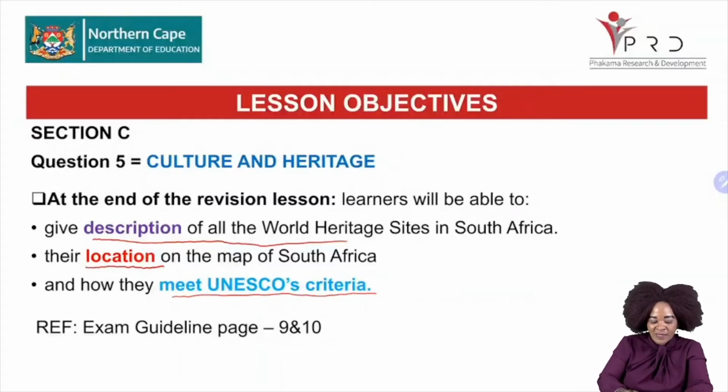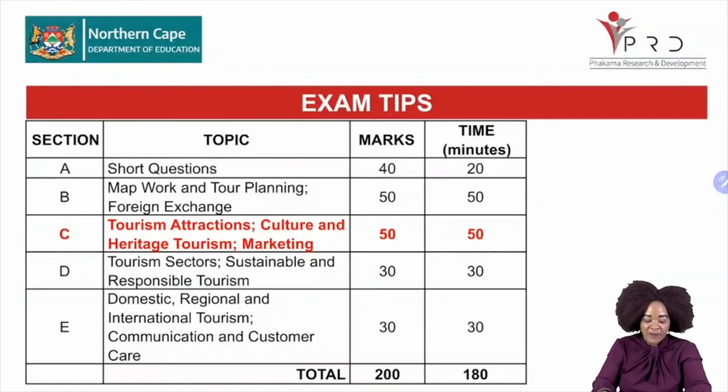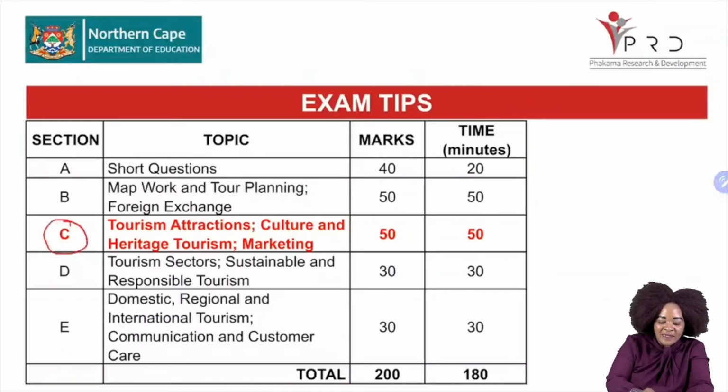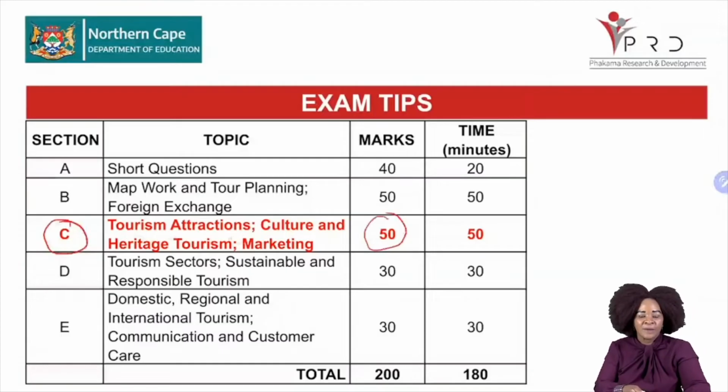to describe these World Heritage Sites. This topic, grade 12 learners, is taken from page 9 and 10 of our examination guideline. Remember, the examination guideline is what is guiding us on exactly what needs to be studied and what needs to be taught. Grade 12 learners, now you can see that section C is tourism attractions, culture and heritage, and also marketing. These are the 3 topics that are in section C out of 50 marks, meaning that this 50 marks is coming from all these topics that you see here.